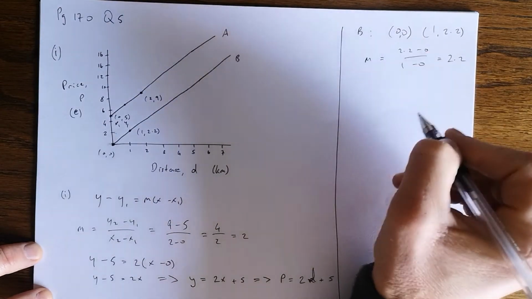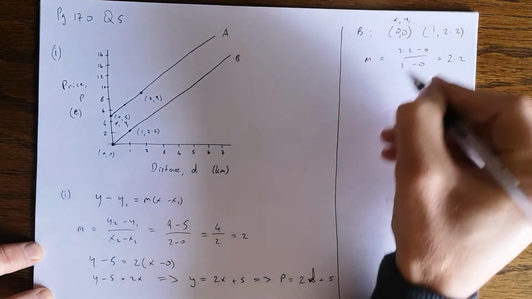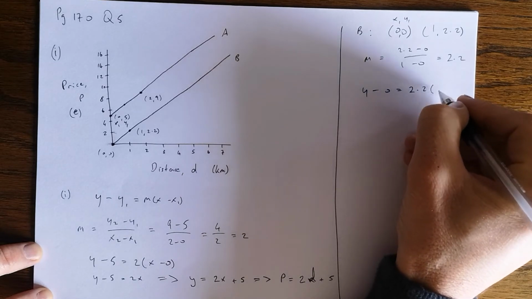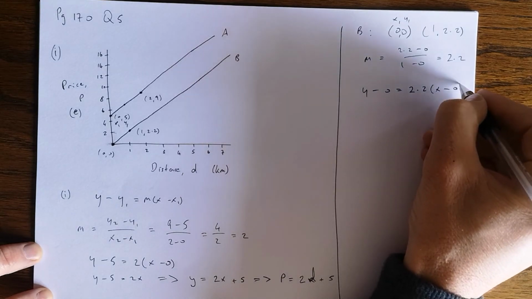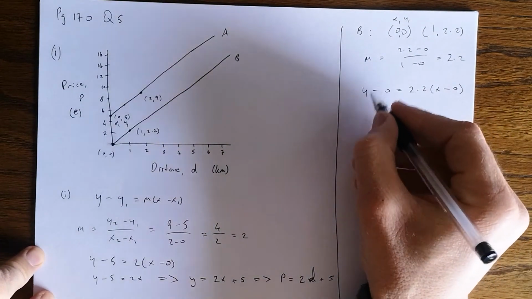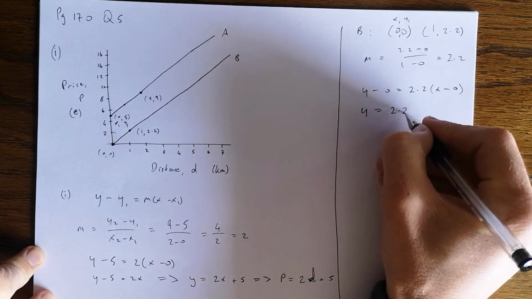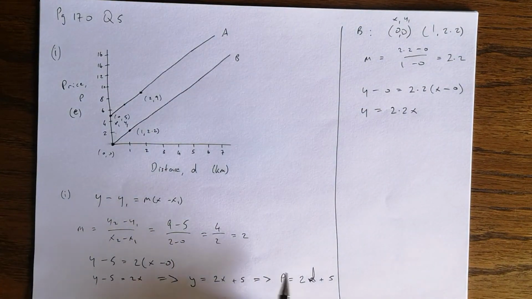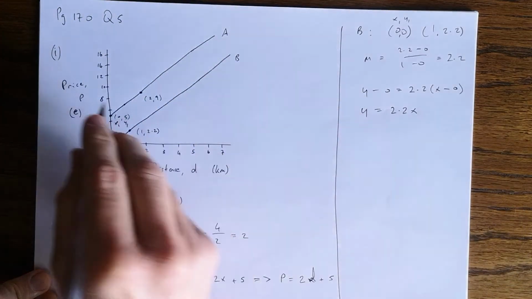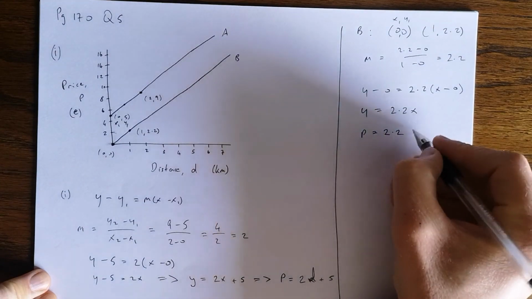And then I'll use this point as x1, y1 for the equation of the line. So I go y minus y1, y minus 0 is equal to m, 2.2, by x minus 0. It makes it easier when you choose this point rather than this point here. It doesn't matter which one you choose, but it makes it easier when you choose 0, 0. So I go y is equal to 2.2 times x. But instead of y and x, I need to fill in p and d. So instead of x, I have d. Instead of y, I've got p for price. So I have p is equal to 2.2 times the distance.